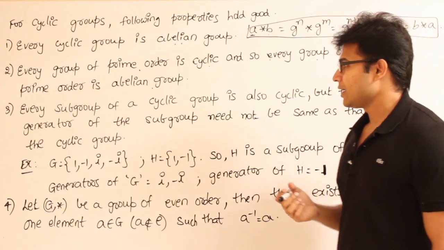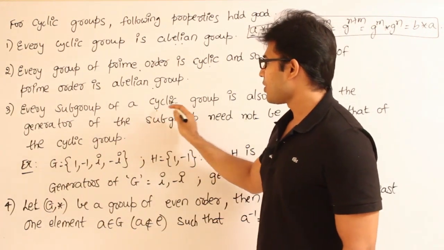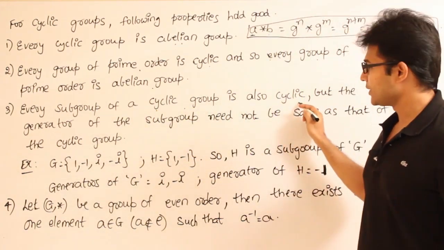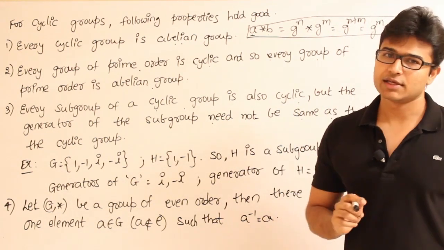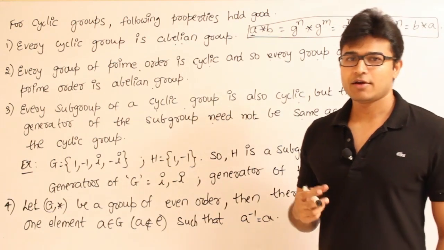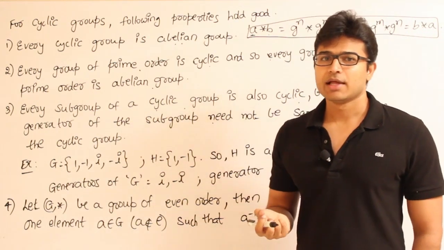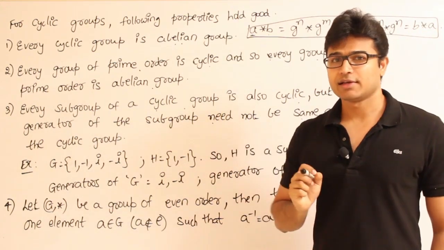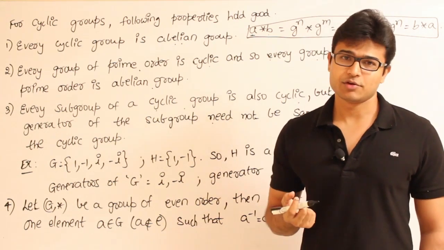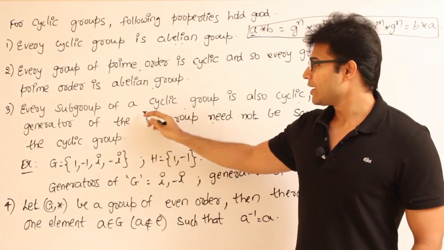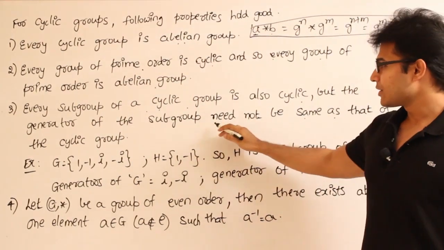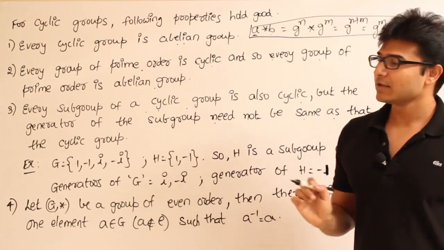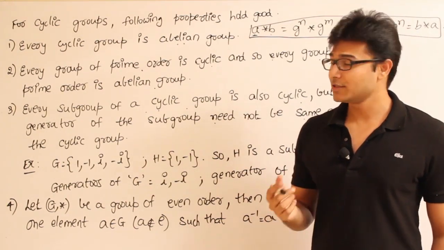Next one is, every subgroup of a cyclic group is also cyclic, but the generator of the subgroup need not be the same as that of the cyclic group. So if you find a subgroup of a group, and the original group is cyclic, then the resulting subgroup is also going to be cyclic. That is the meaning of it. But the generator of the subgroup need not be the same as the generator of the cyclic group. So what does it mean?